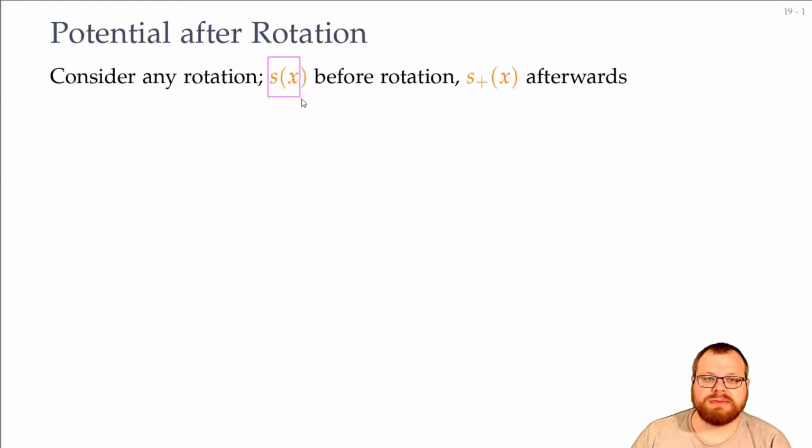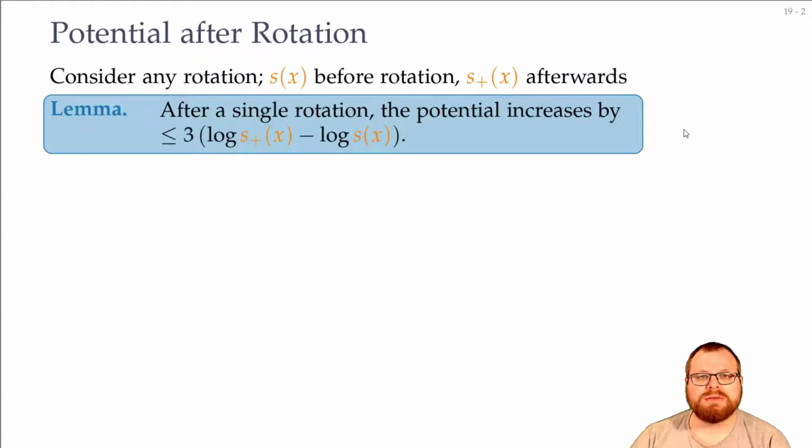And we have the sum of weights for our key that we query, or that we splay upwards, before the rotation. And we have the sum of weights afterwards. We will prove this in the general setting with general w's and not just one, because we will need some different functions later. We want to prove first, if we do a single rotation, then the potential increases by at most 3 times the change of the logarithms of the sum of weights of this key.